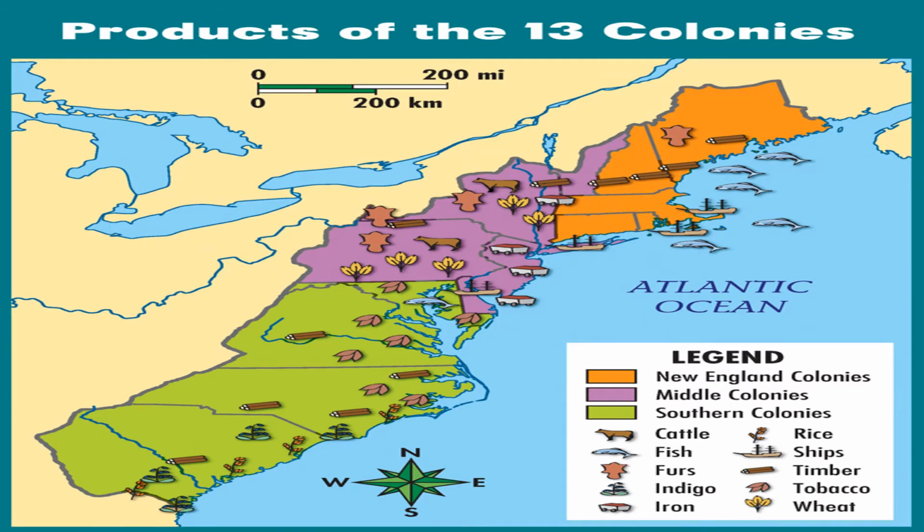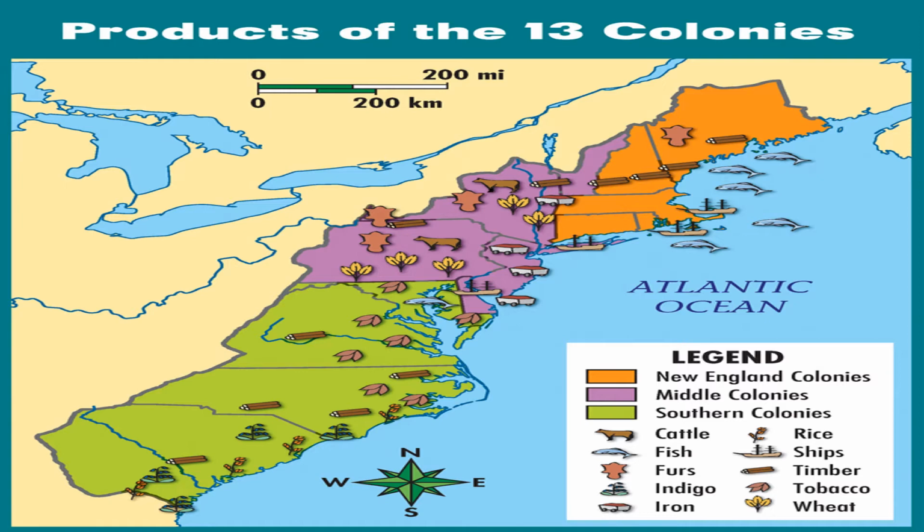In this map, we can see how the 13 colonies were divided into three different regions, basically because of the different climate and soil that these regions had. The most successful region was the southern region represented in green on the map. Here, colonists were able to grow tobacco, indigo, wheat, rice, timber, and fish, while in the middle colonies, colonists' economy depended on cattle, iron, wheat, furs, and timber.